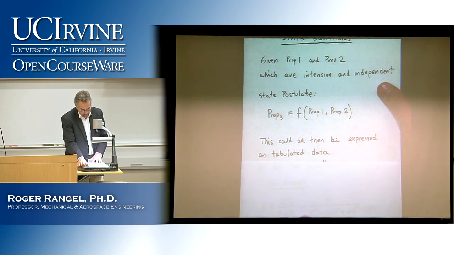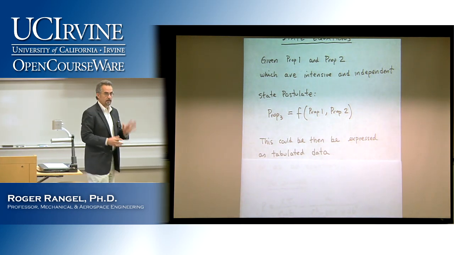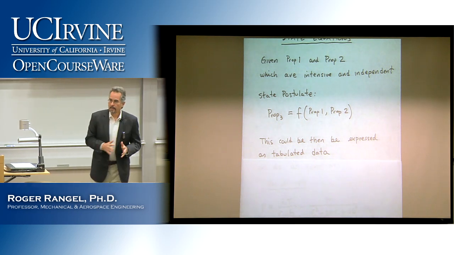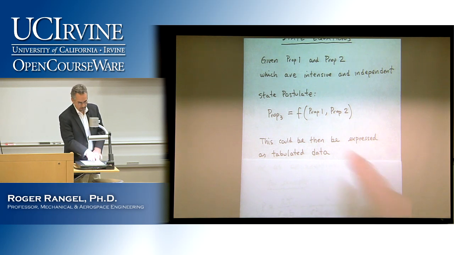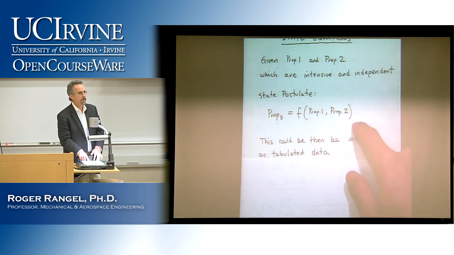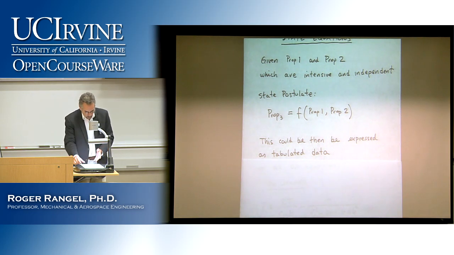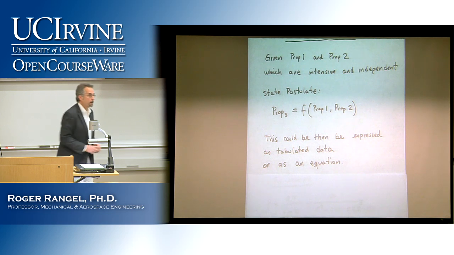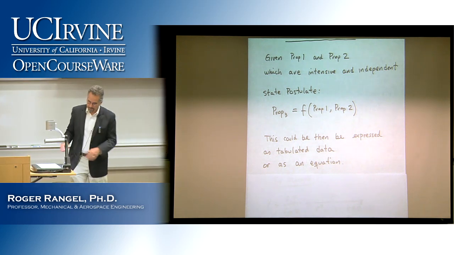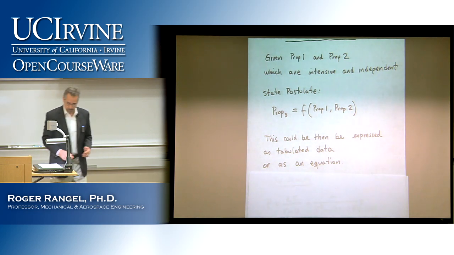Okay, so from what we have seen so far, this can be expressed as tabulated data. The tables that we have been working with are nothing but a tabulated way of expressing this equation, because I go with two properties and I get any other property. Or it could also be written as an equation, rather than this generic function of property 1 and property 2.